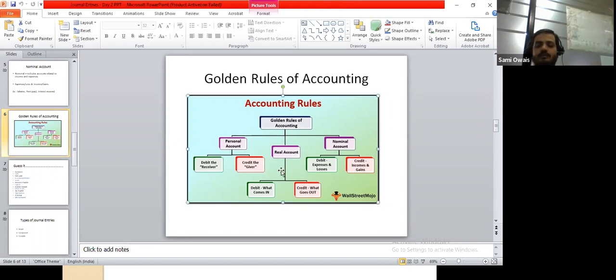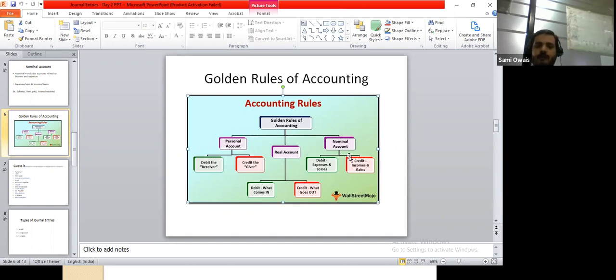For the real account, the principle is debit the item which is coming into the business, credit the item which is going out of your business. Simple as that. Something is coming to the business, write on the debit side. Machinery coming to the business, write on the debit side. Machinery going out of the business, you are selling, write on the credit side.